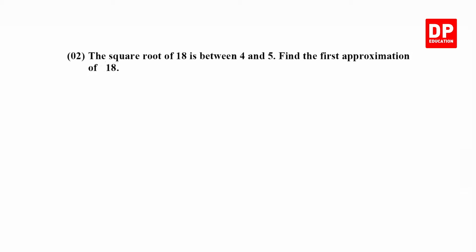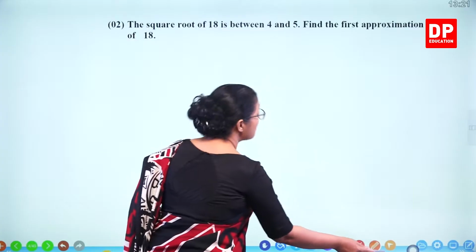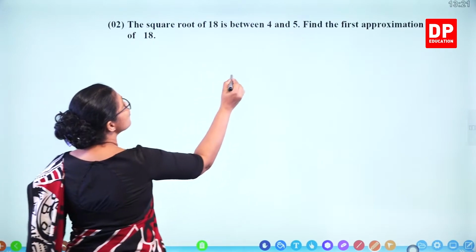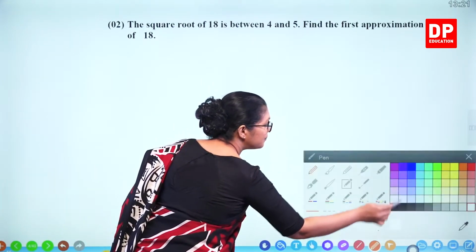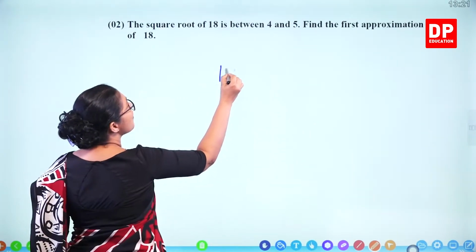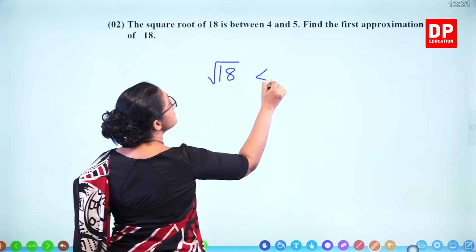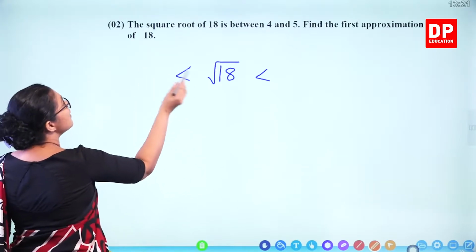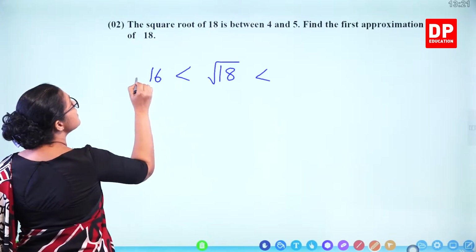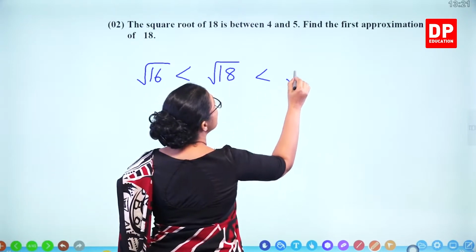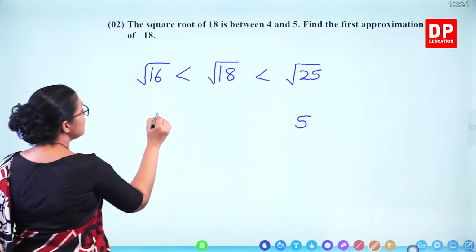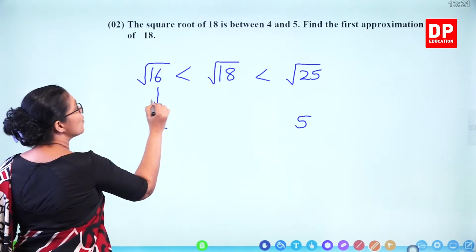Question number 2. The square root of 18 is between 4 and 5. So you are asked to find the first approximation of root 18. Square root of 18 is in between 4 and 5. Why? So 4 square is 16. It's in between 16 and 25. So square root of 25 is 5, square root of 16 is 4. So that's true.